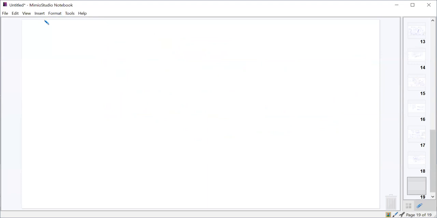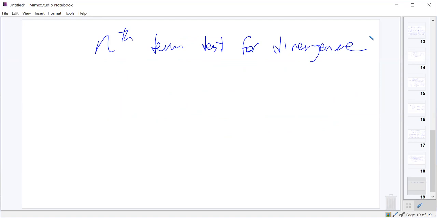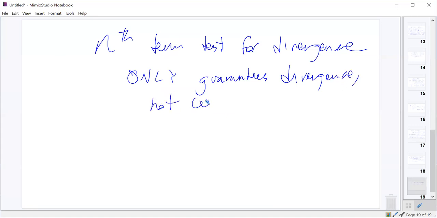An important one, easy one, forgot to talk about real quick, the nth term test for divergence. I'm going to say this only guarantees divergence, not convergence. Very important that the nth term test for divergence only guarantees divergence.